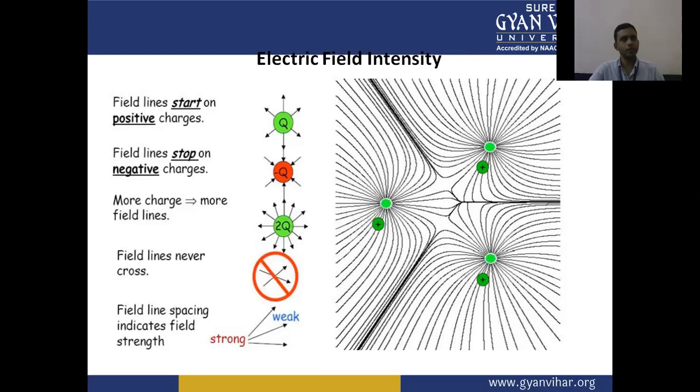So the electric field starts from the positive and goes to the negative. Field lines never cross each other. The spacing indicates the field strength.